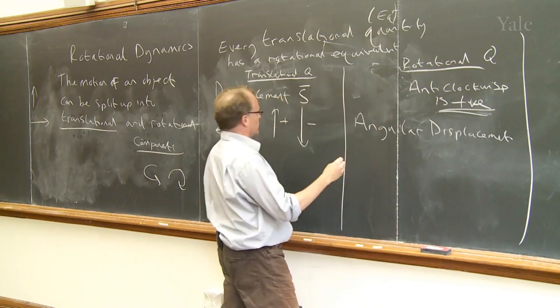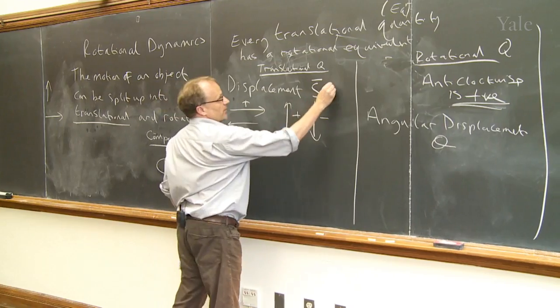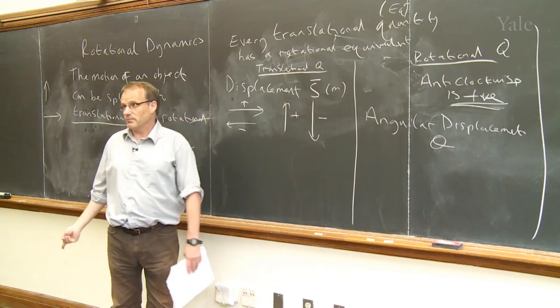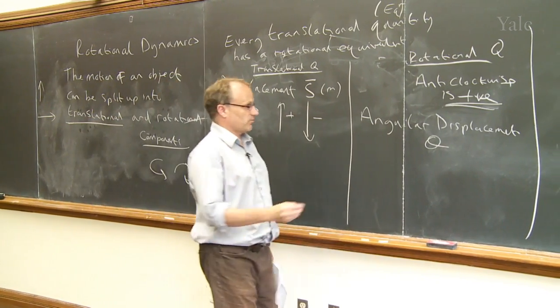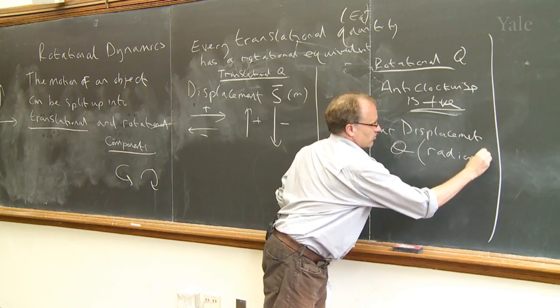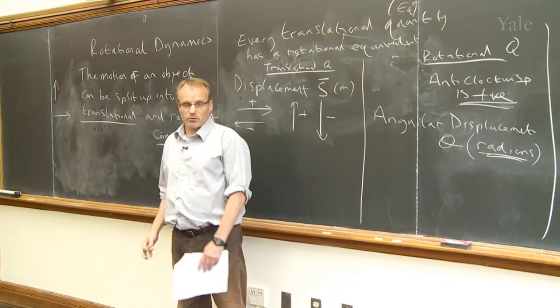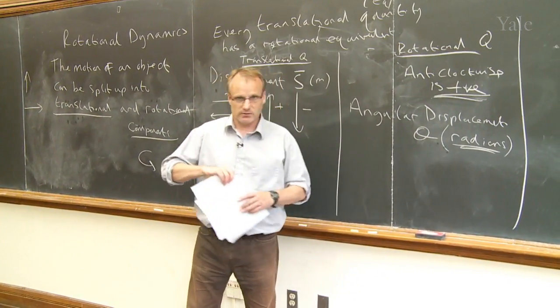And the symbol that we use is theta for an angle. So displacement, remember that's typically measured in meters, but angular displacement we actually measure in a quantity called a radian, or radians. You could also measure it in degrees, but the equations don't work out if you use degrees. You actually have to convert everything to radians.